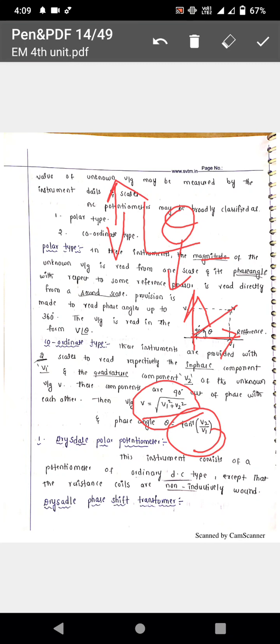What is the construction of the polar type potentiometer? The polar type potentiometer is also known as the Drysdale polar type potentiometer, because we are using the Drysdale phase shifting transformer. The Drysdale phase shifting transformer gives the phase angle of the unknown voltage. This instrument consists of an ordinary DC type potentiometer and a non-inductively wound Drysdale phase shifting transformer. Coming to the diagram, you can understand the Drysdale polar type potentiometer.